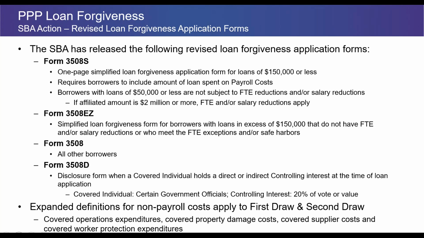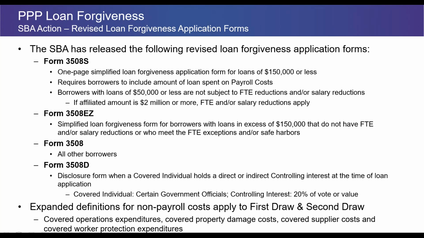So they also released new Form 3508 EZ and 3508. And again, the main difference here being that they now have these additional expanded non-payroll costs, which you see listed at the bottom: covered operations expenditures, covered property damage costs, supplier costs, worker protection, so your PPE. So those are now eligible to be included in both first draw and second draw. But for first draw, you must not have already submitted for loan forgiveness if you are going to use these additional costs. But keep in mind that they are available.